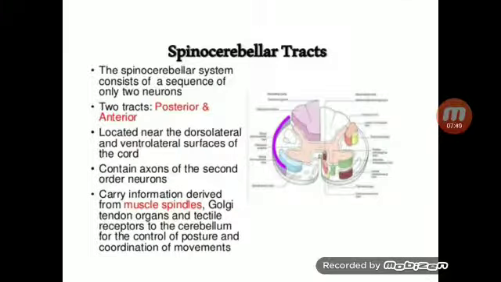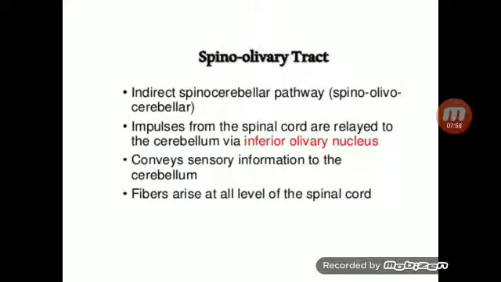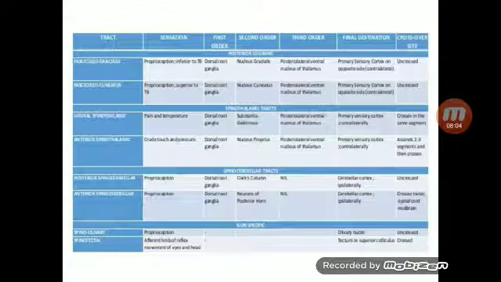Now next one is the spinocerebellar tracts. There are two, posterior and anterior spinocerebellar tract. It's mainly concerned with the control of posture and coordination of movements. Now spinotectal tract, concerned with audiovisual reflexes. Spino-olivary tract, concerned with proprioception. Now it's all summed up here. Please go through this table.